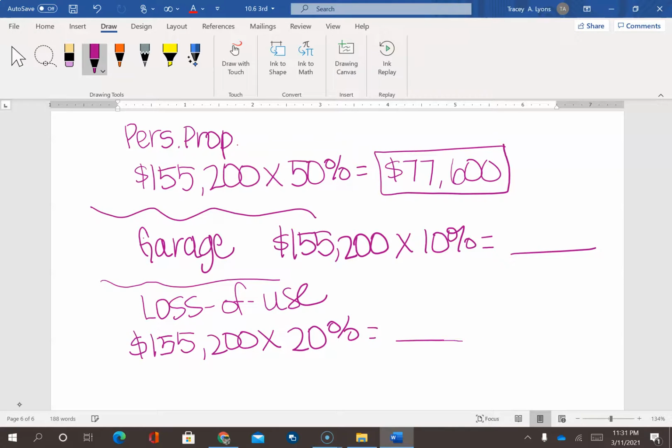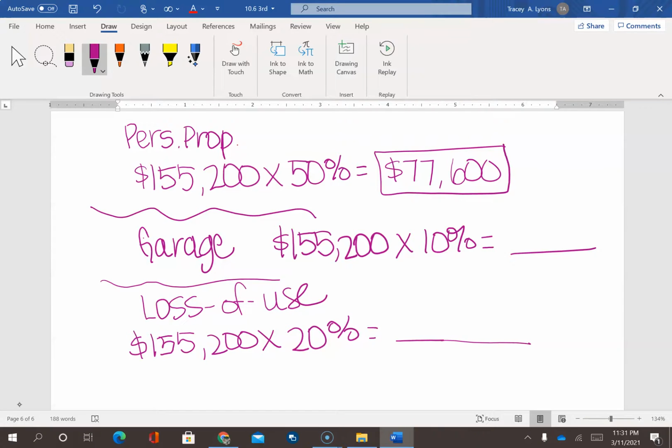Now, even if you add these up, they're not going to equal $155,200 because remember it's only 80%. So trying to add them together to see if your answers are right is not going to work. What you're going to do is take $155,200 times 80%, then you could subtract these amounts from it to see that you got them. So you're going to be doing a variety of things.